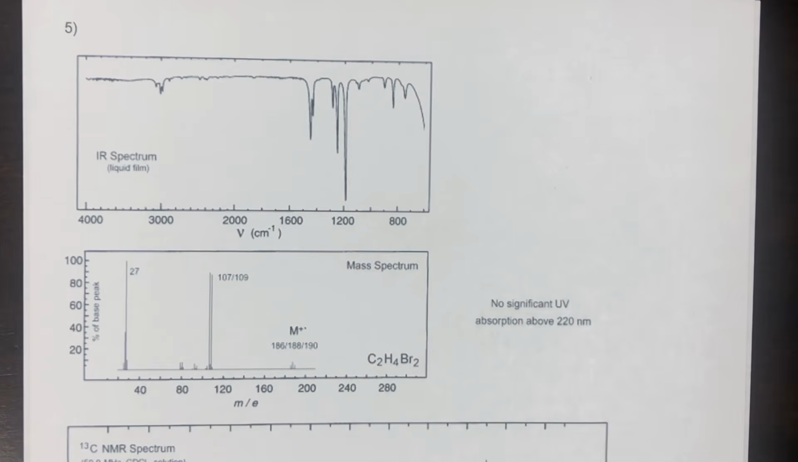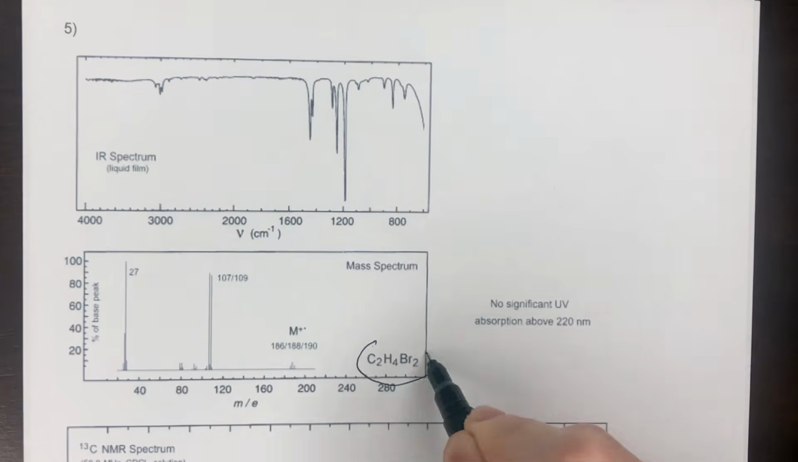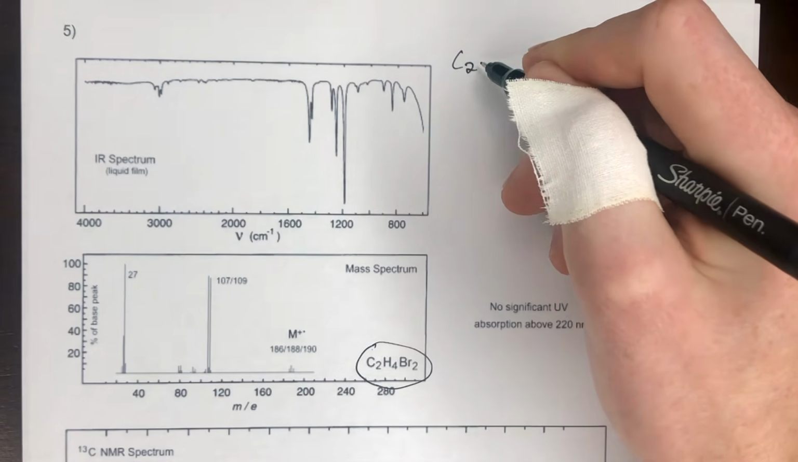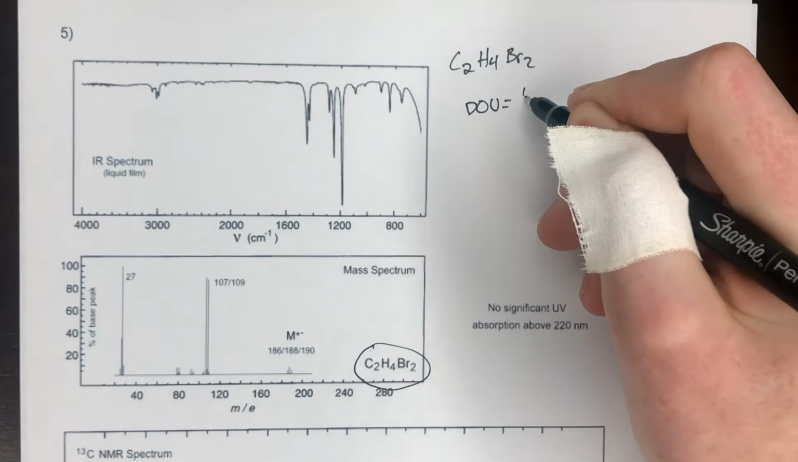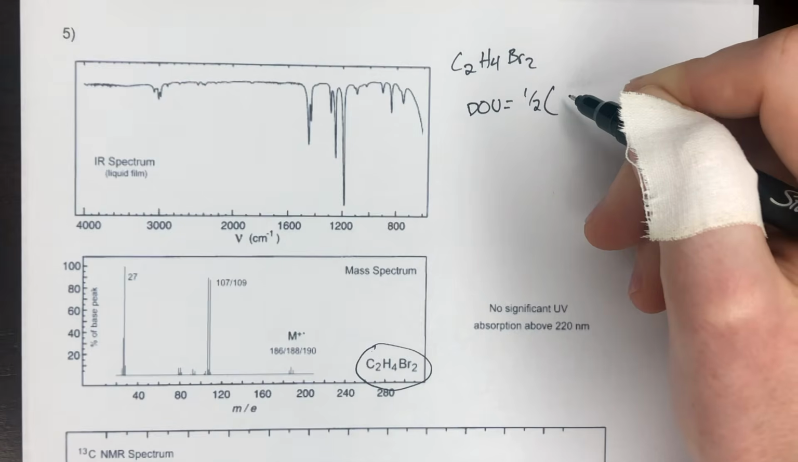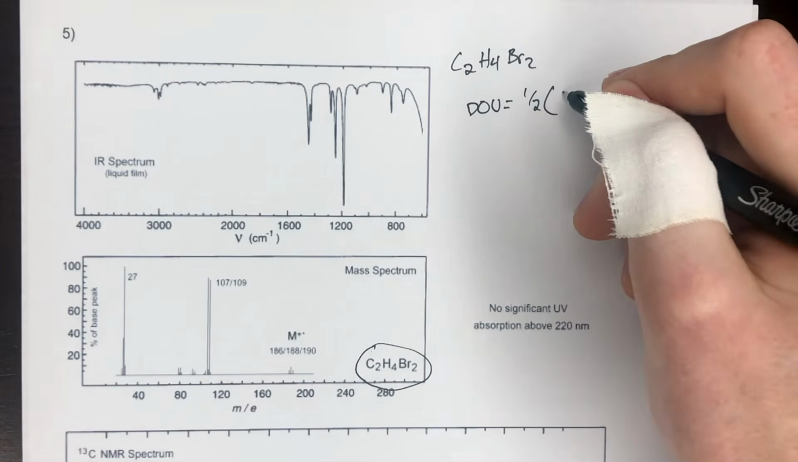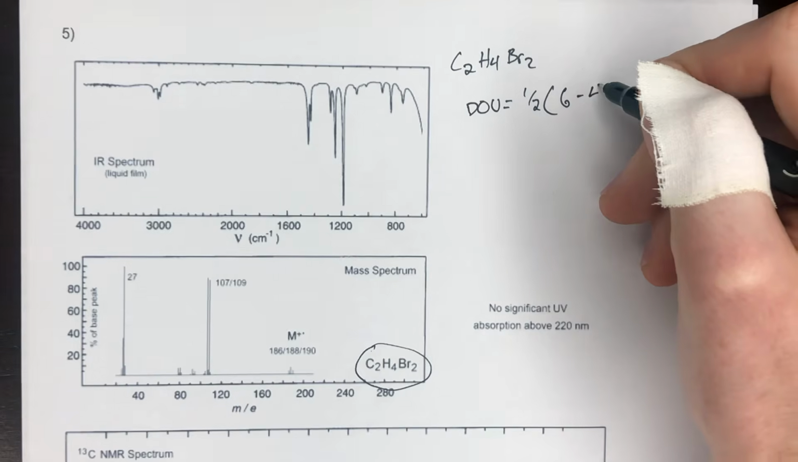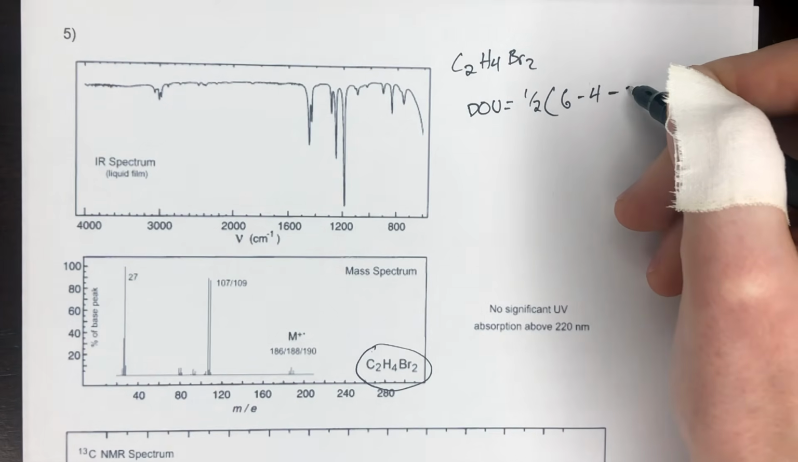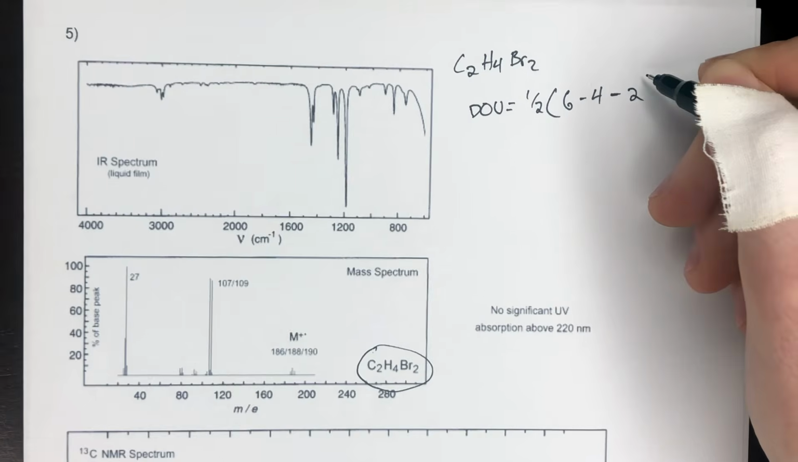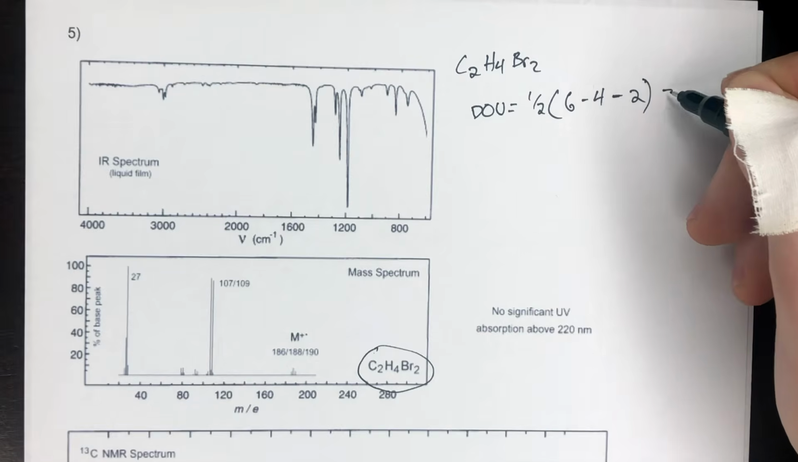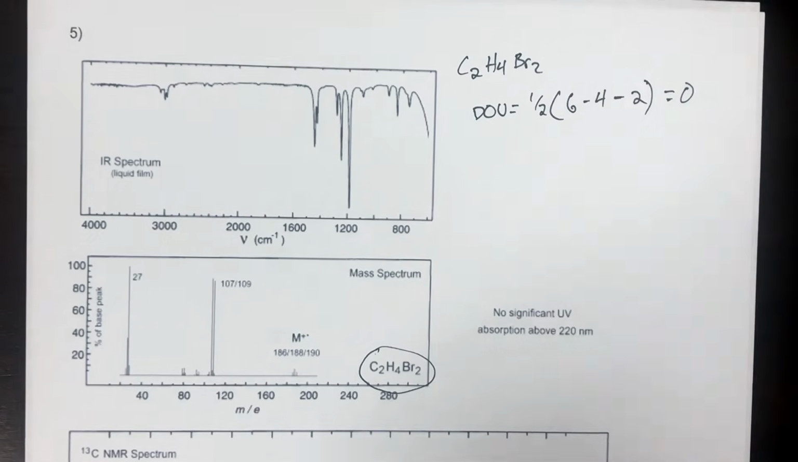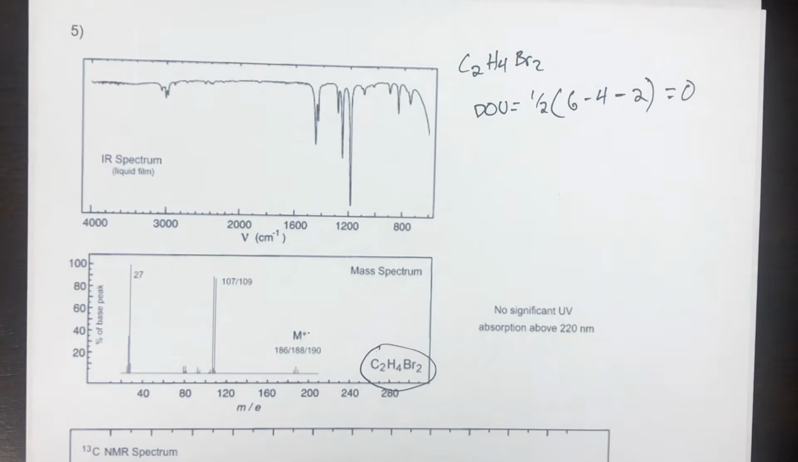All right, here we have our last question of the video. So again, you should start with the degrees of unsaturation from the molecular formula. So here we have C2H4Br2. So our degree of unsaturation is 1/2 the hydrogens for saturation, which is 2 times 2 is 4, plus 2 is 6, minus how many hydrogens are actually present, which is 4, minus halogens. There are 2 bromines in this case. So those are halogens. And then there's no nitrogen. So this is 6 minus 6 is 0, divided by 2 is still 0. So no degree of unsaturation.